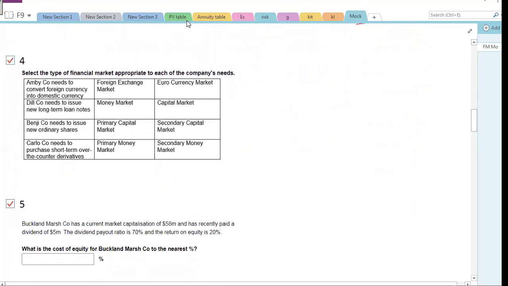Let's see the fourth one. Again, pause the video. Again, you can save some time now because there is no calculation involved. Calculation takes a little bit extra time. So it says, select the type of financial market appropriate to each of the company needs. Now, the first company, MBCO, needs to convert foreign currency into domestic currency.